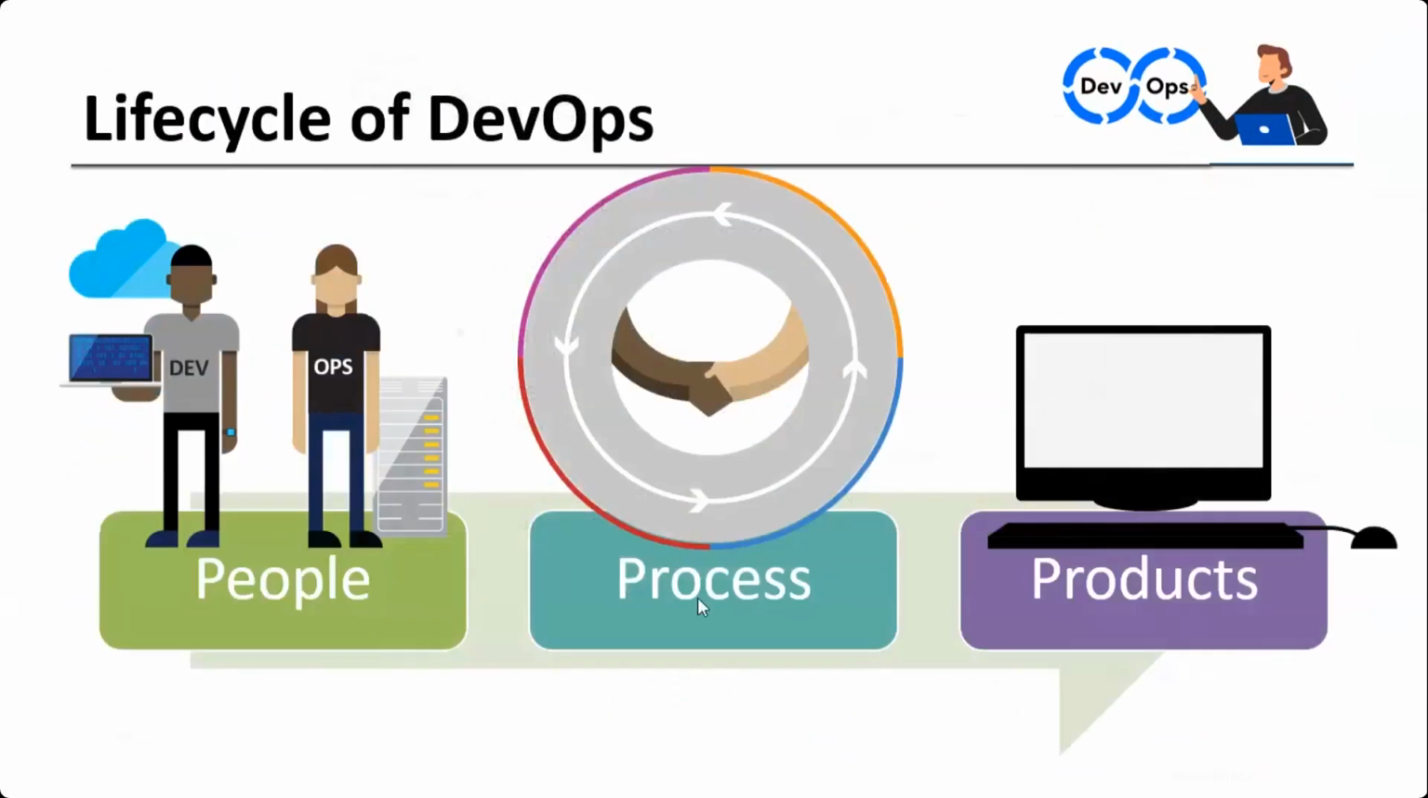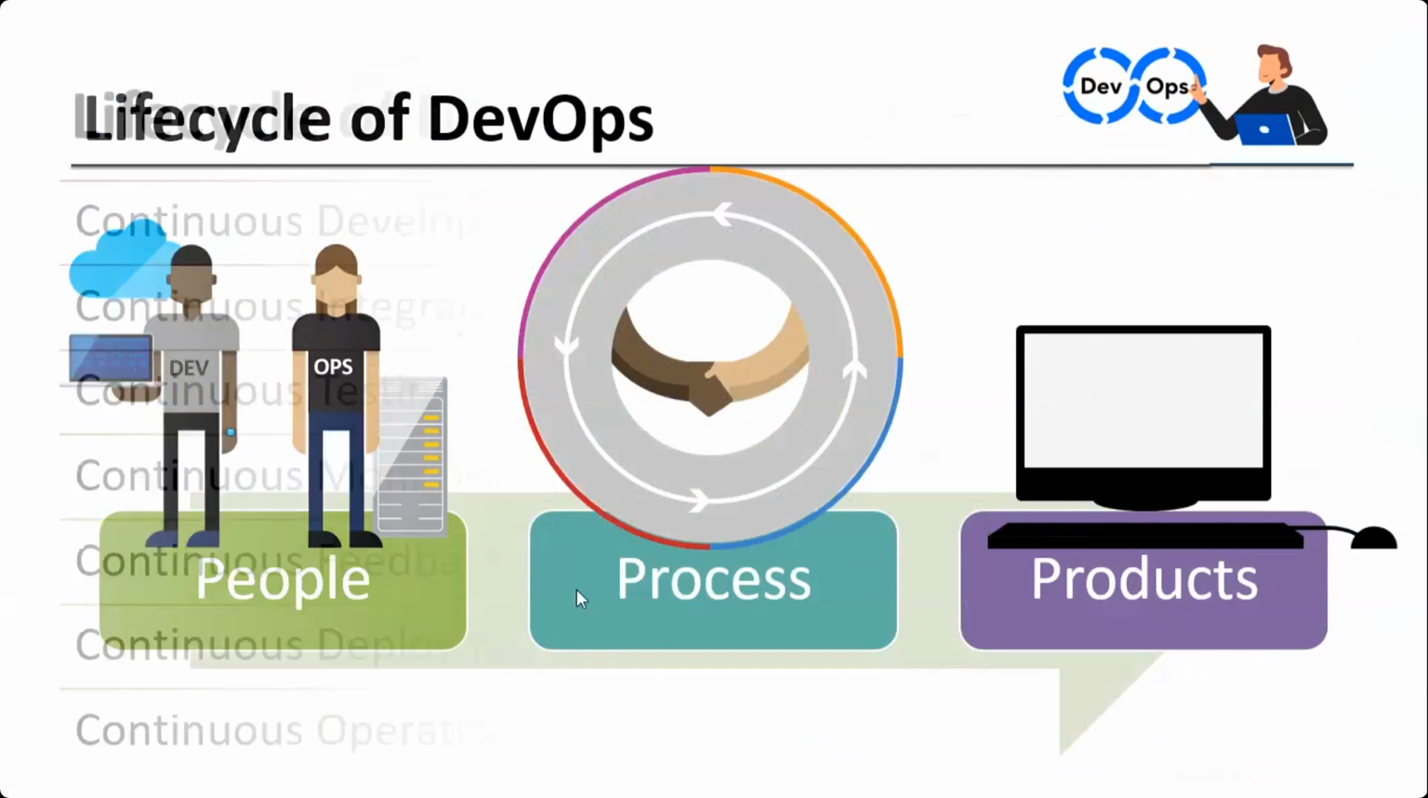So the life cycle of DevOps encapsulates the collaboration effort from the people, the development team and the operation team, and then the iterative and automated process they follow, and the high quality product that they deliver. This approach ensures that software development and deployment are efficient, reliable, and continuously improving, leading to a better alignment with the business goals.